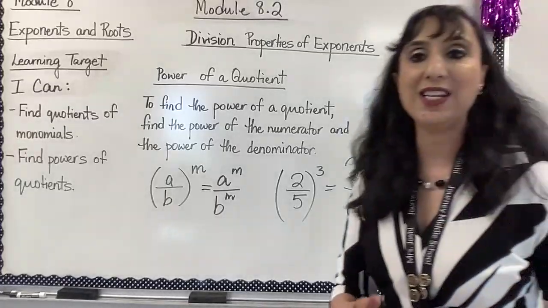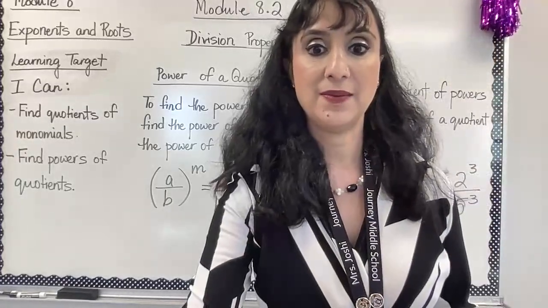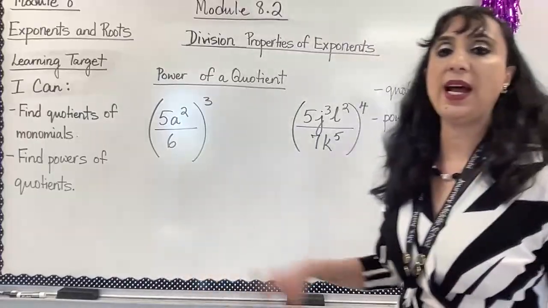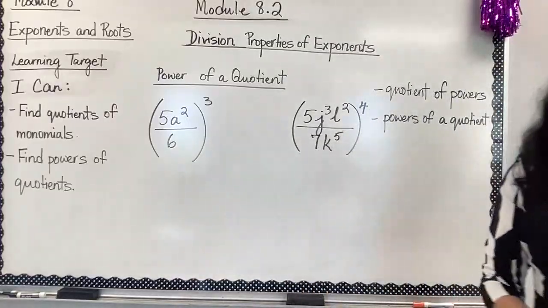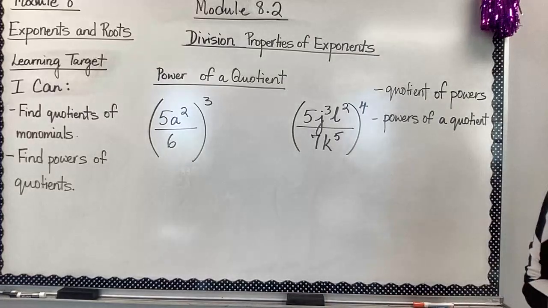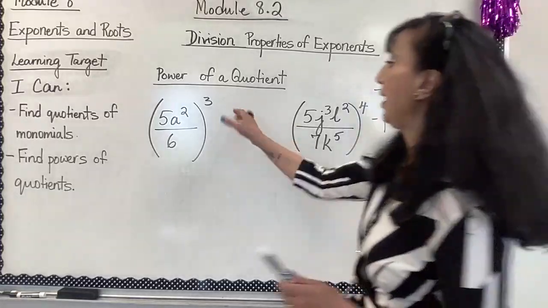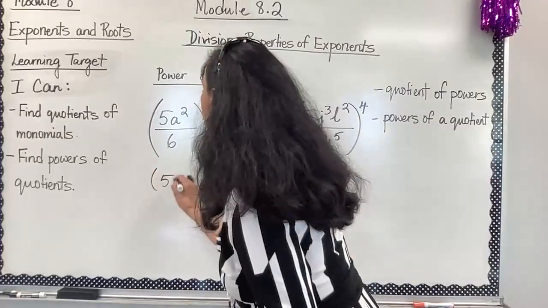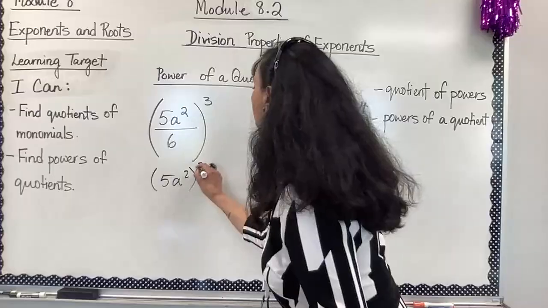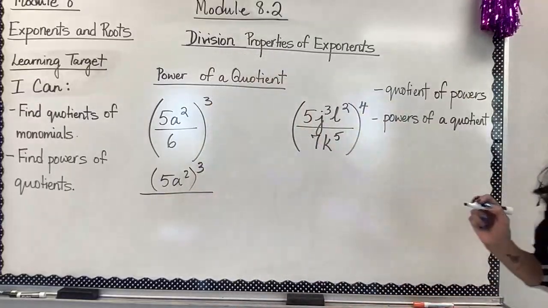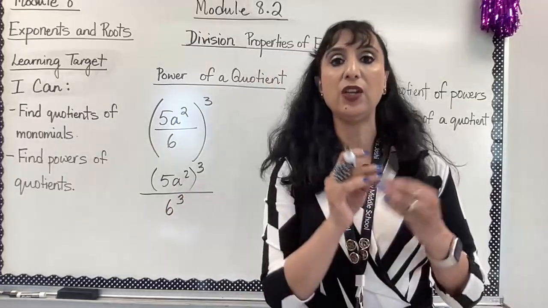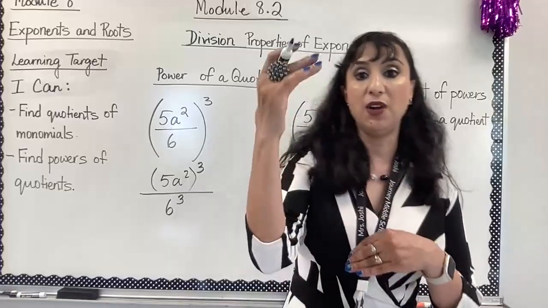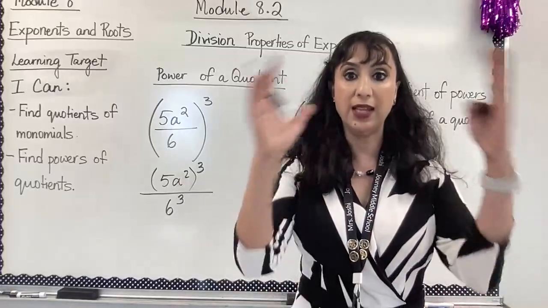So let's go ahead and solve some problems on this. Here are 2 problems that I have put on the board. Let's start with this one first. We are going to do power of a quotient, which is 5a squared. So I'm going to take this as 5a squared cubed over 6 cubed, because I told you that you've got to do that same thing to the numerator and to the denominator, because the entire thing is within the parentheses.